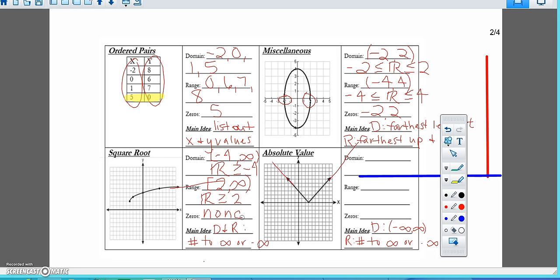So the main idea is that domain and range is a number to infinity or negative infinity. And actually up here in the circles, I should have made these brackets. I'm not going to be very technical though on tests.